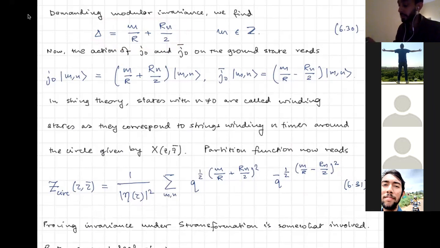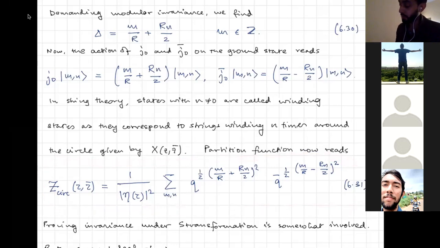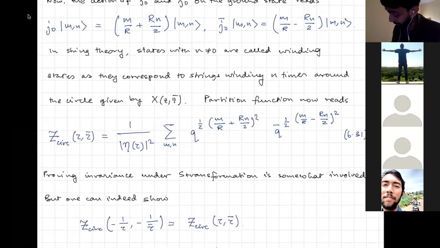So this means that there are going to be states which have windings. If n is not equal to 0, then there'll be states which will have windings around the circle, and you can write down the T invariant partition function as 6.31. You can also check that this particular thing is S transformation invariant. This is a little more involved, and you will get this as homework, I presume.